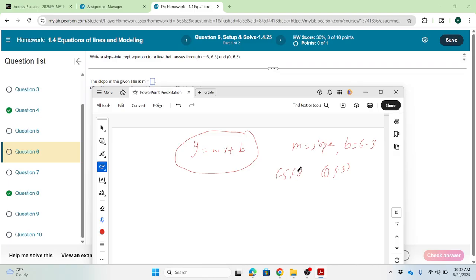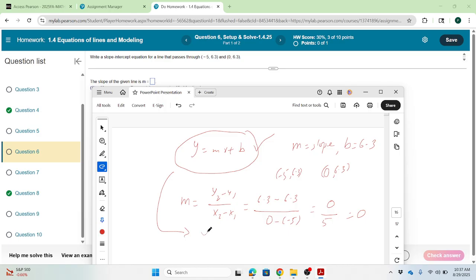So there are 2 ways you can solve this problem. One is using this formula directly, for which you need to find the slope. Another one is using the point-slope formula. But you need to find the slope anyway. So I'm going to find the slope, which is y2 minus y1 over x2 minus x1. I can take y2 as 6.3, y1 is also 6.3, divided by x2 minus x1, which is 0 minus (-5). Since the value on the top is 0, the slope is 0.